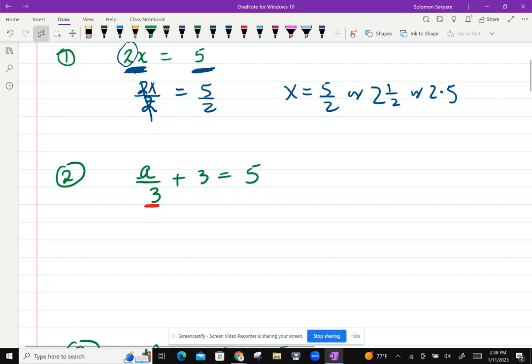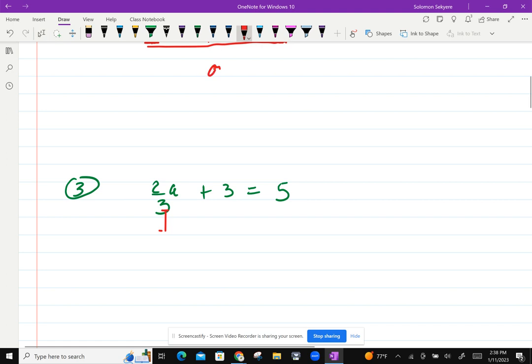We want to keep our variable to the left, so we need to move this one here. What do we do? We subtract 3. We underline it. That goes away. We have a over 3 left on the left side. A over 3 is equal to 2.